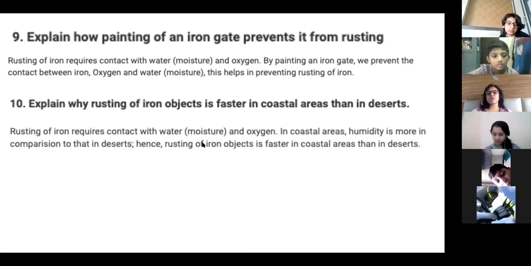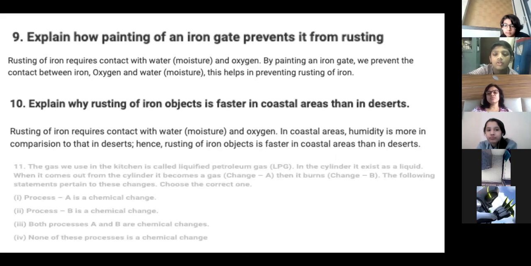Rusting of iron requires water, moisture and oxygen. In coastal areas, humidity, or moisture, is more in comparison to that in deserts. So rusting of iron is faster in coastal areas. Is it clear? The reason is moisture is more as compared to desert.